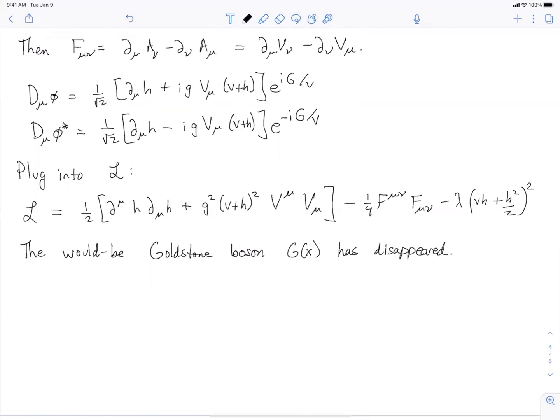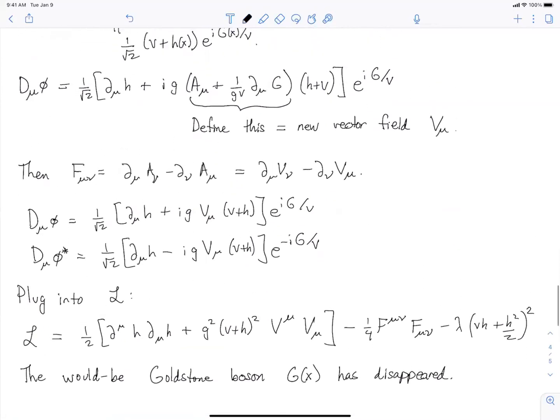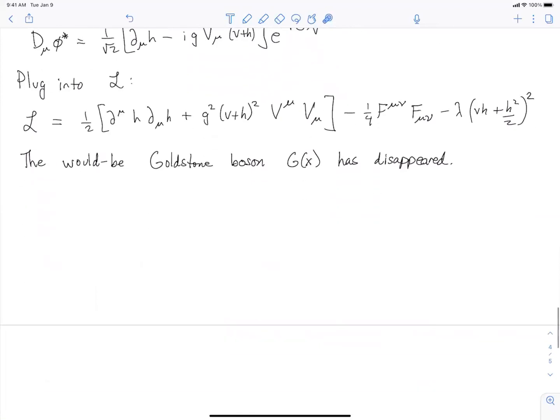So what happened to it? What happened to it was we chose a new vector field which absorbed into it what used to be the Goldstone boson, or what was trying to be the Goldstone boson. Notice it's also gone from the scalar potential. It's just completely gone. And now you can read off the Higgs mass, the mass of the h field.